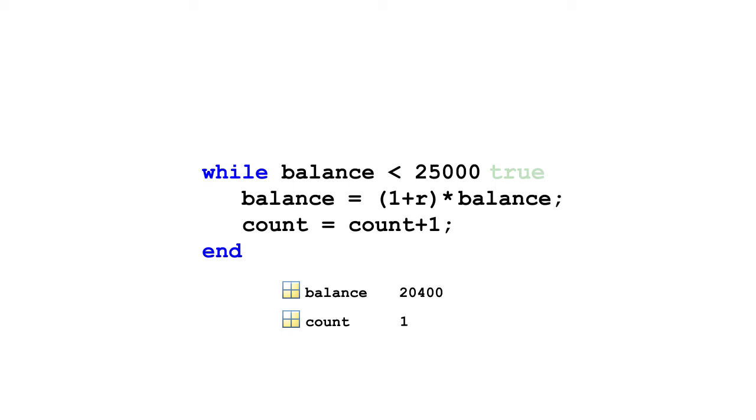Since the new balance is still less than $25,000, we re-enter the loop body, execute the commands, and update our variable values once more. This process is repeated as long as the loop condition evaluates to true. In this case, the balance surpasses $25,000 after the 12th iteration of the while loop. Now, the loop condition evaluates to false, which terminates the while loop.